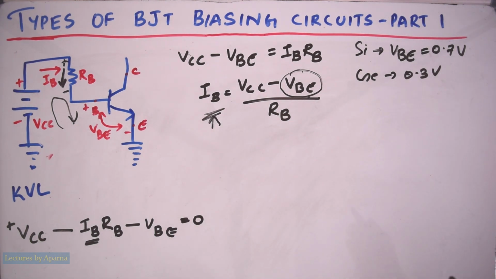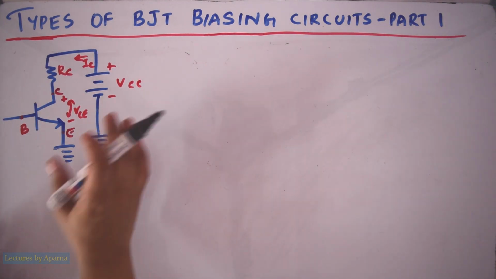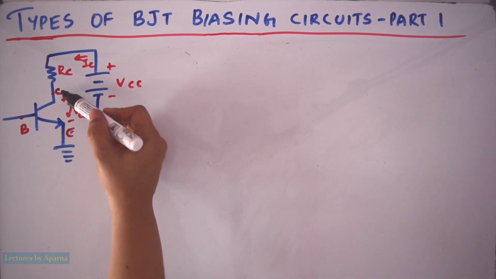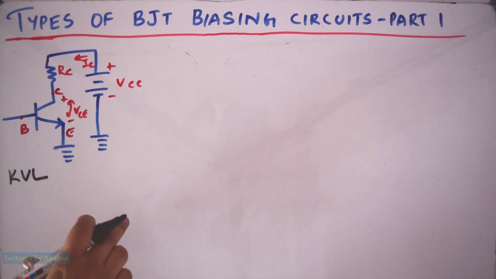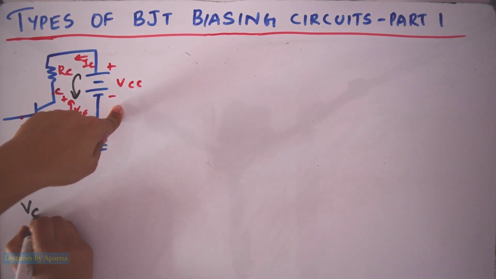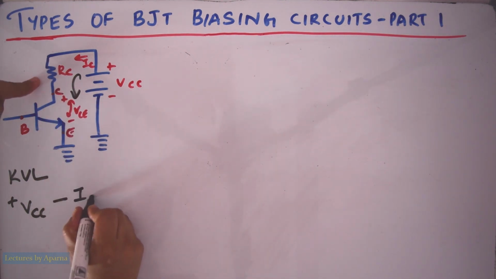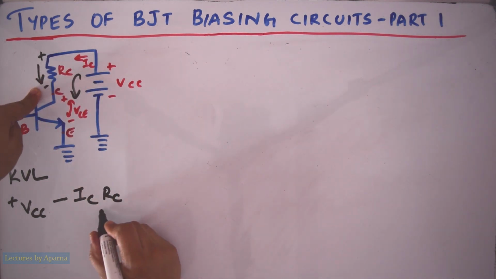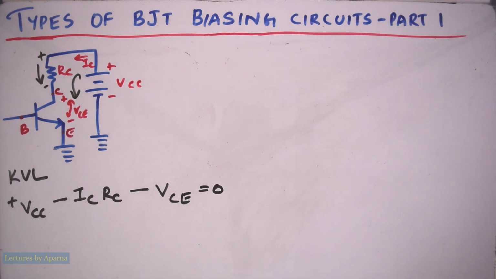Now consider the output section. Here this VCC is the voltage connected in the output side. RC is the collector resistance. VCE is the voltage across collector and emitter. Now I have to apply Kirchhoff's voltage law in this loop. So here I am starting from here. This is an increase in potential. So it is plus VCC minus ICRC because current is flowing from a higher potential to a lower potential. So it will be minus IC RC. Again here it is a decrease in potential. So minus VCE equal to 0.